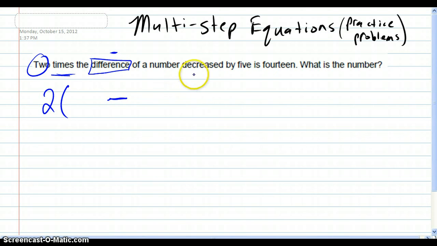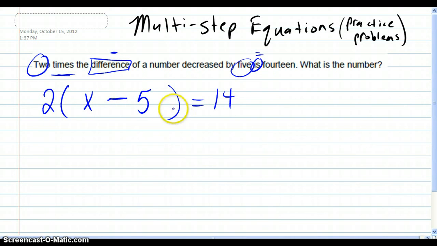and 5 is 14. So we're going to have this, and then is means equals, and then 14. So the difference of a number, we usually call that x, and 5. There we go. Now we have 2 onto x minus 5 equals 14. Then we just work it out. 2 times x is 2x. 2 times a negative 5 is a negative 10. And bring the equals 14 with you.